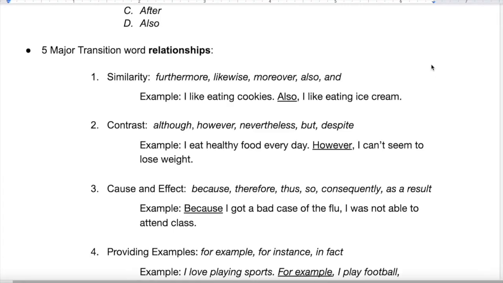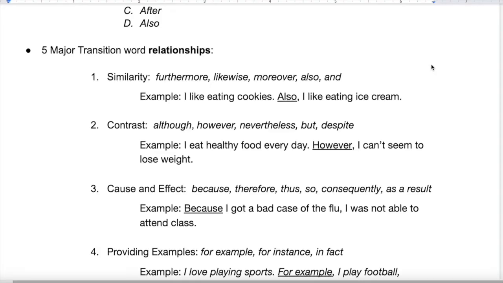Does that make sense why that's a similarity relationship? Okay, great. Go ahead and read the contrast transition words. Common contrast transition words: although, however, nevertheless, but, despite. Okay, and then read the example. I eat healthy food every day. However, I can't seem to lose weight. Do you see why those are two contrasting ideas there?